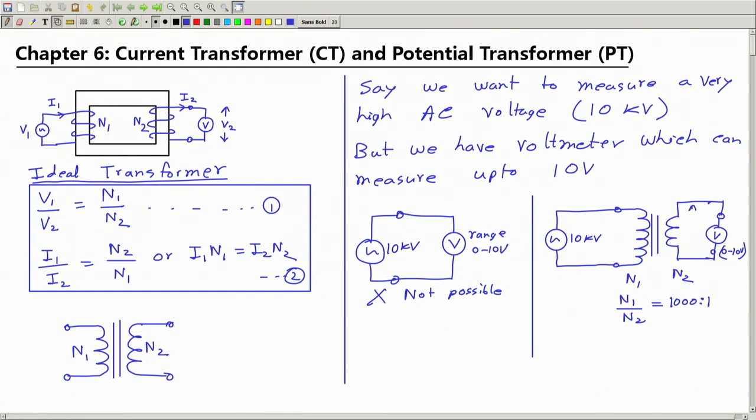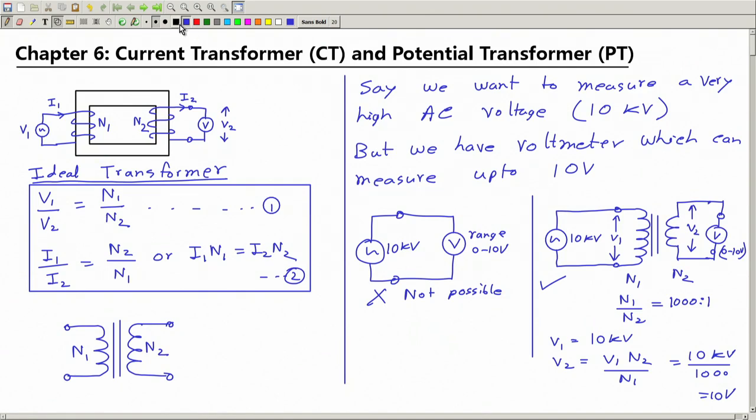So, if this voltage is V2, this voltage is V1, V1 is 10 kilovolt, then V2 will be V1 multiplied by N2 by N1, okay, and now N2 by N1 is 1 over 1000. So, this is 10 kilovolt by 1000 is 10 volt. So, this way we can measure a huge voltage with an ordinary range voltmeter, okay.